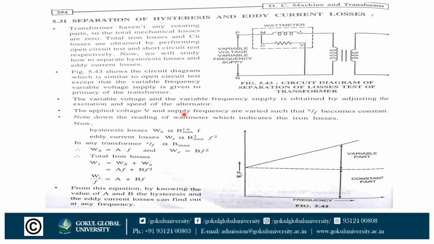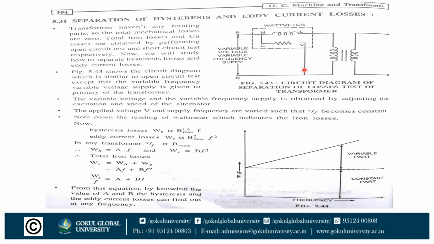Now the last test, or this one is the useful theory to find out the hysteresis loss and eddy current loss. Now, separation of hysteresis and eddy current losses. How can we separate these two types of losses, eddy current loss and hysteresis loss, from the iron loss?